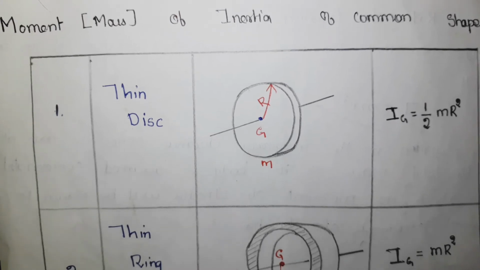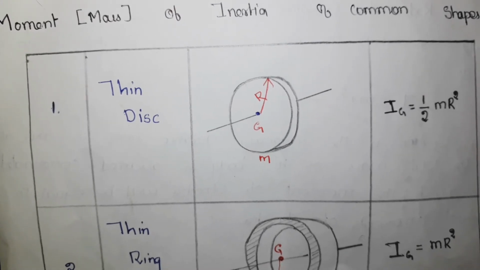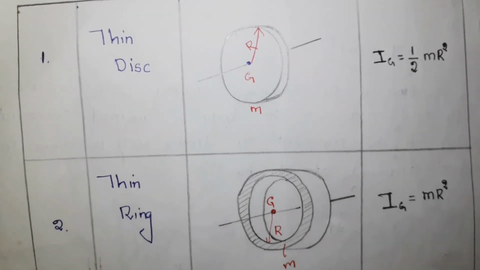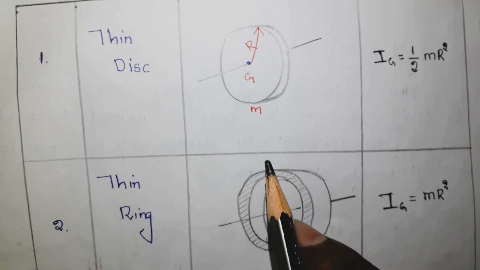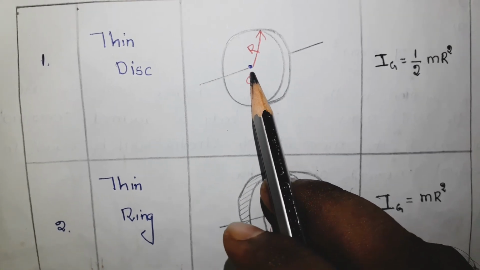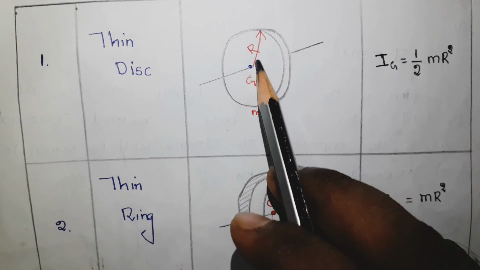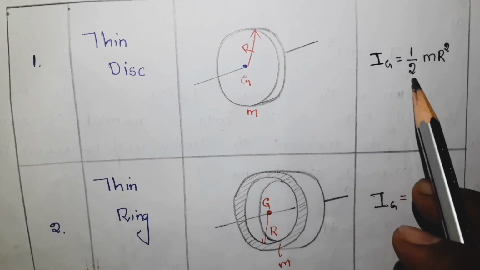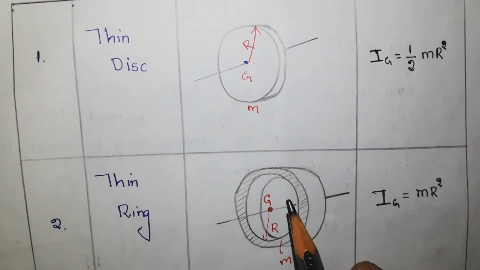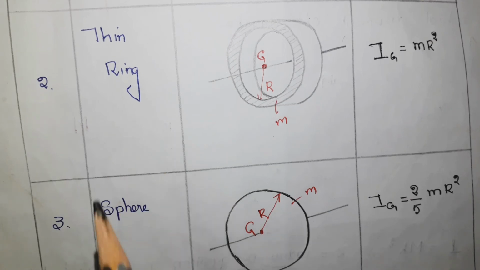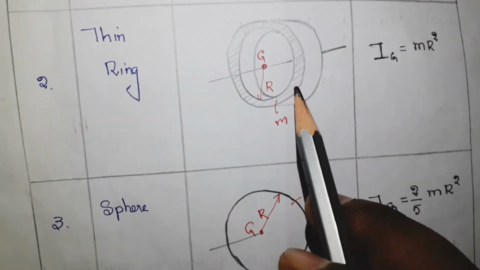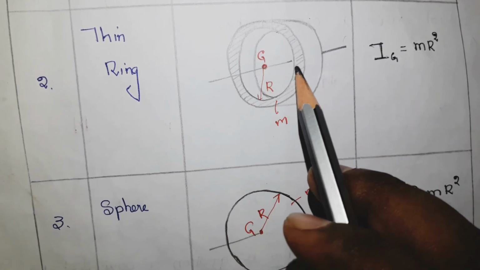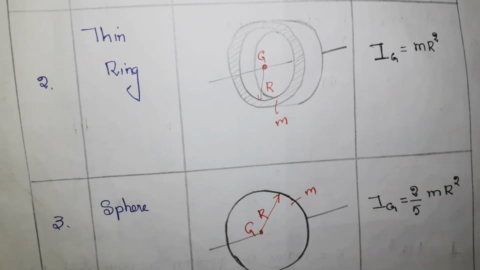Now the third important discussion for today's video is the mass moment of inertia of common shapes. The first shape is a thin disk. So here is the thin disk where the thickness is assumed to be negligible. So mass, and this is the point centroid or center of gravity, and the radius of the disk. Now the corresponding formula with respect to this axis is 1 by 2 m into r square. Now the second object is a thin ring. Thickness is assumed to be very small, and this is the centroidal axis, about which the mass moment of inertia is Ig equal to m r square.